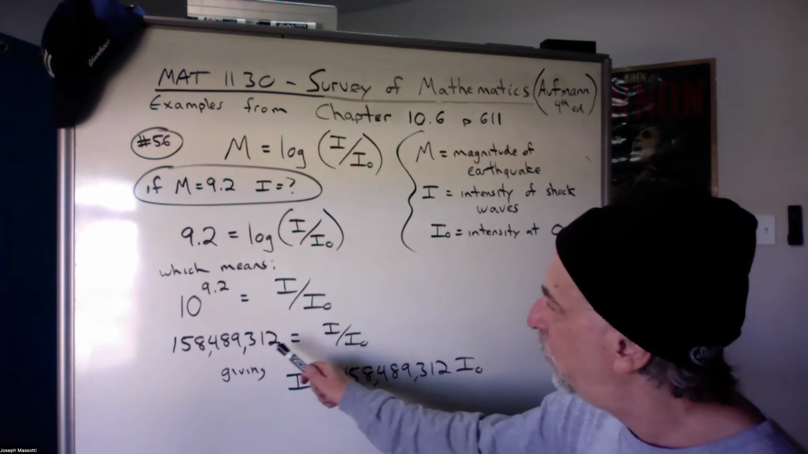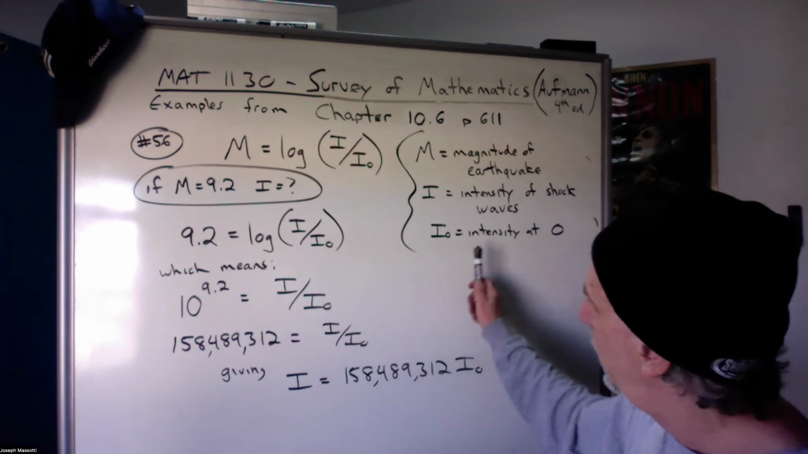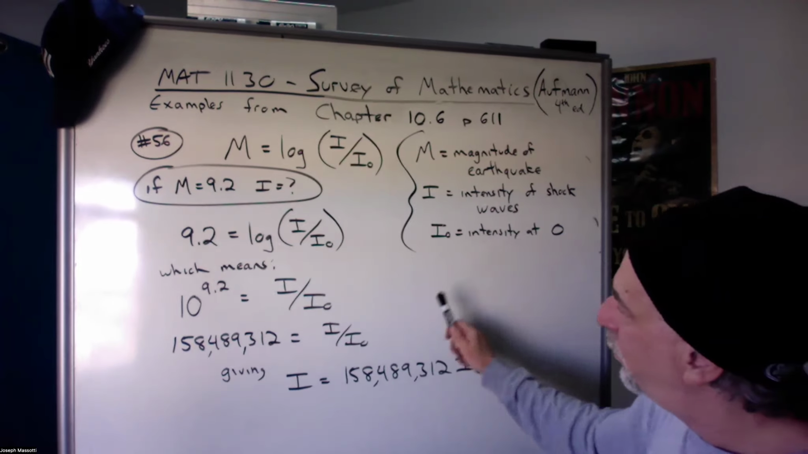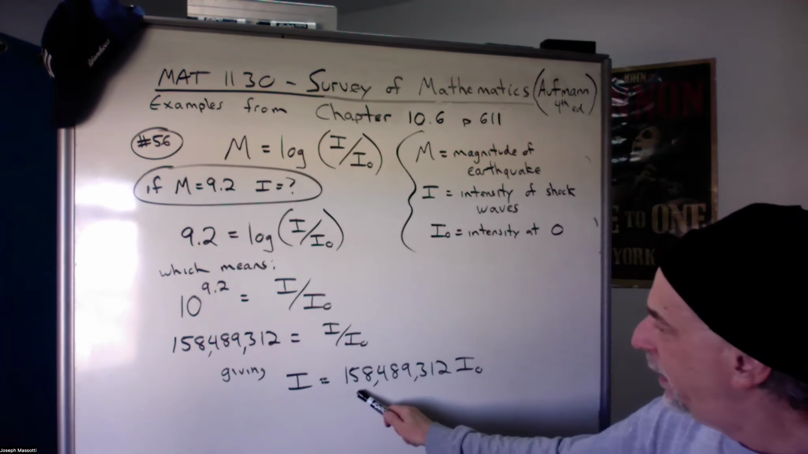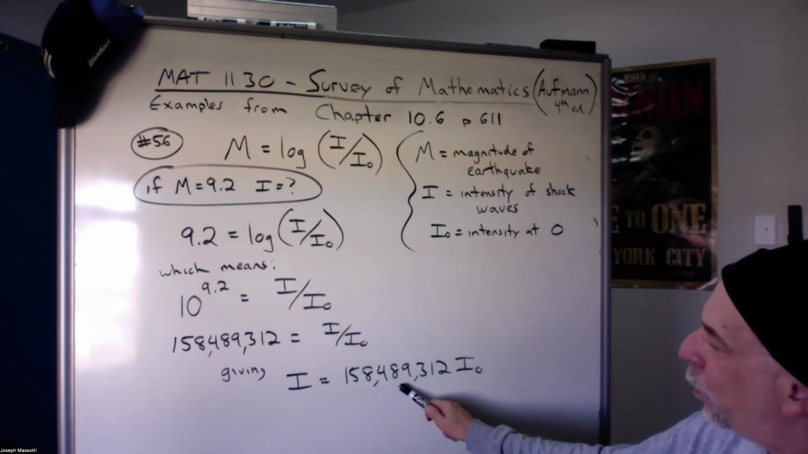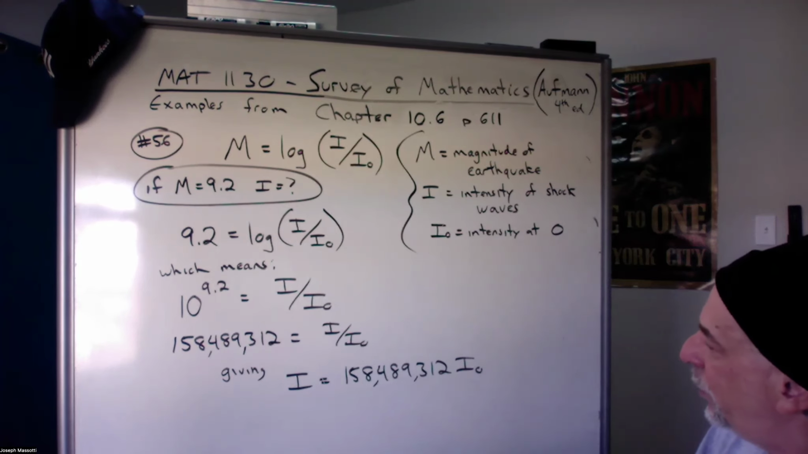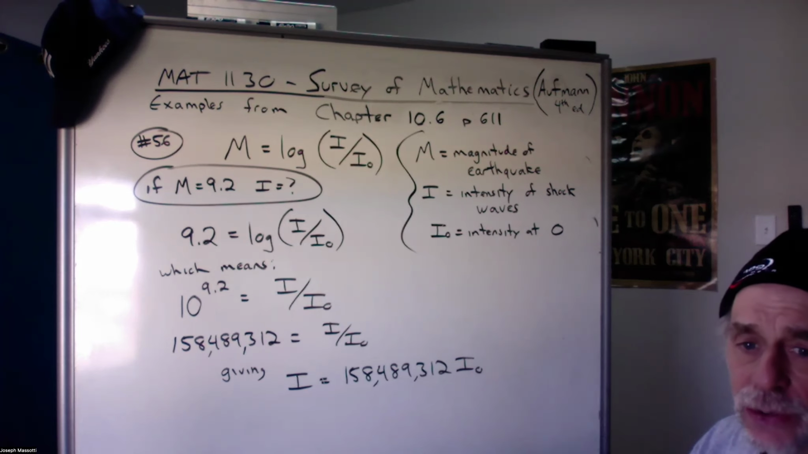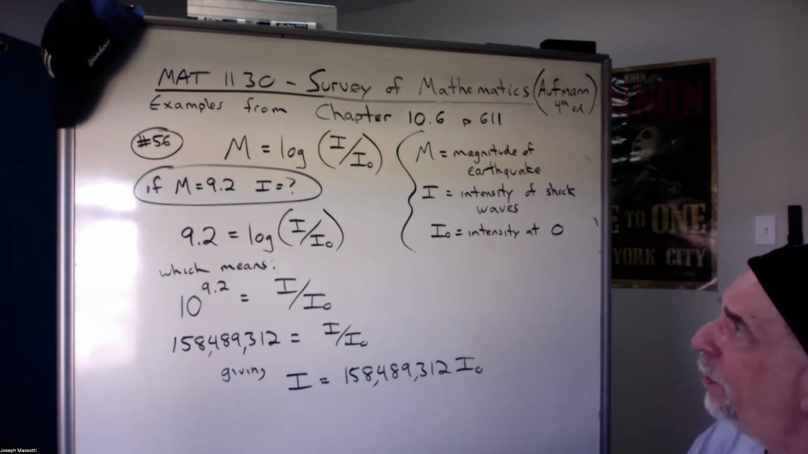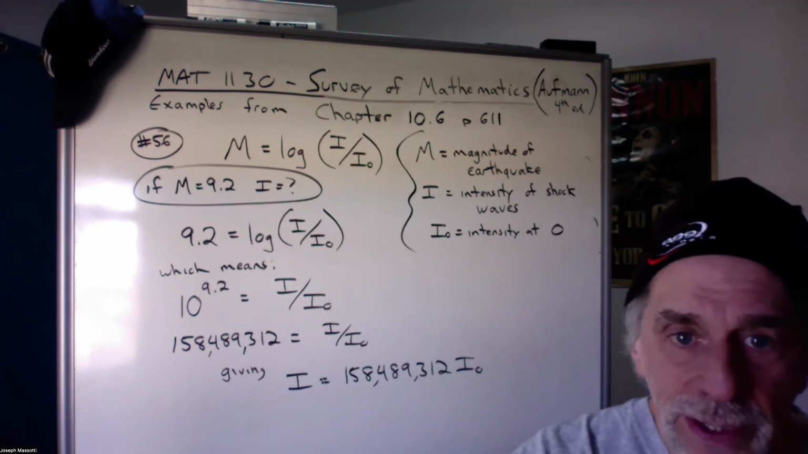158,489,312. And then we're going to multiply both sides by that intensity at 0, magnitude 0, and we get our answer. The intensity is 158,489,312 times the intensity at magnitude 0. All right, so this is how you solve logarithmic equations.